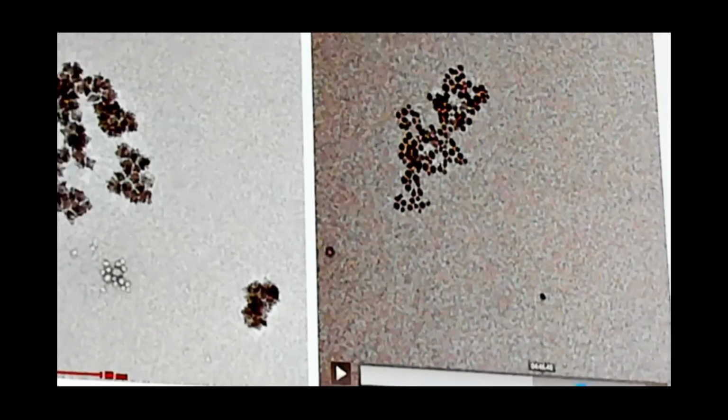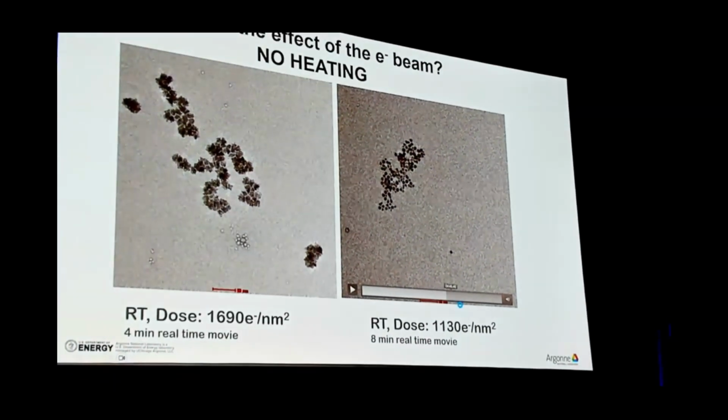I'm having a hard time getting the movie to play. It's the wheel of death. Okay. This is what happens when you have big movies. All right.